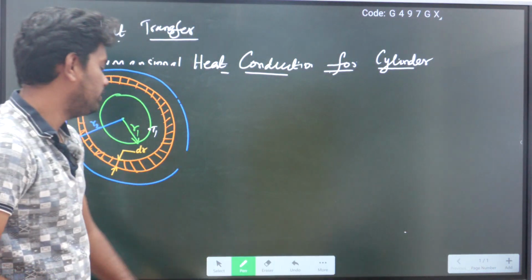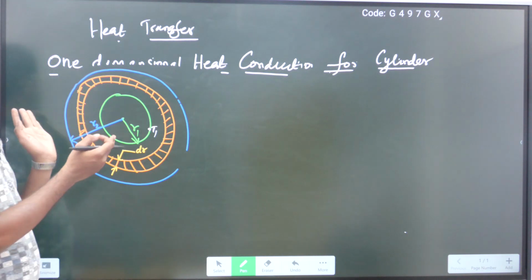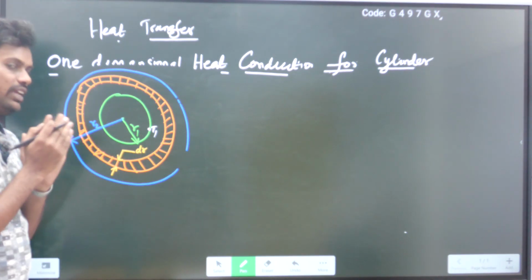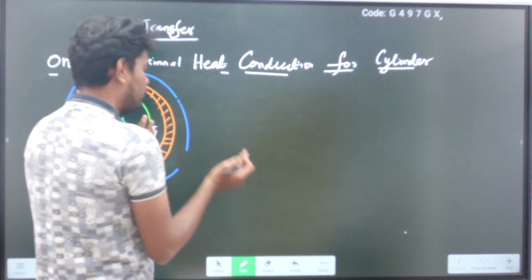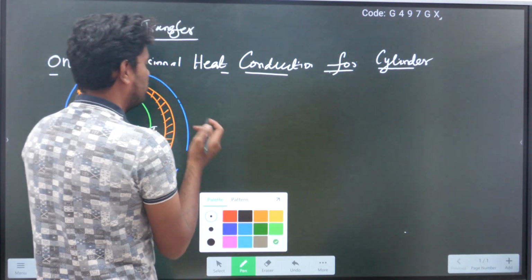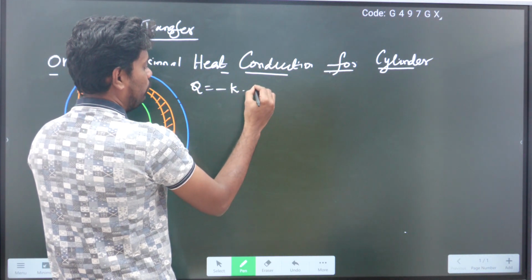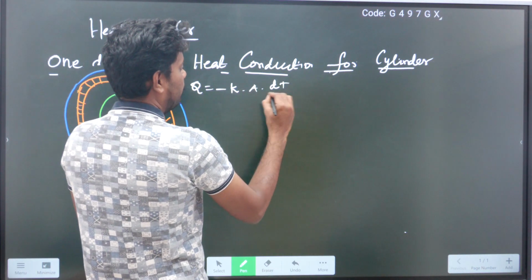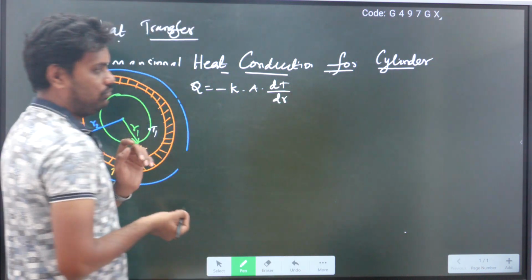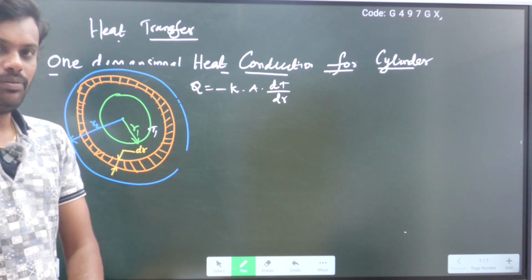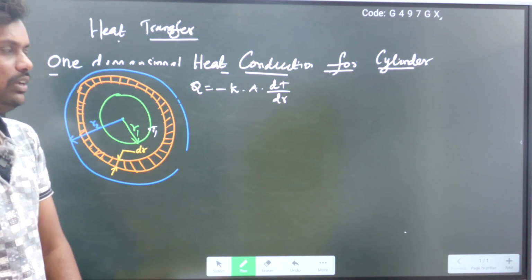So, only the object is changing, but the outer radius, inner radius, and this change in radius are also the same. Again we will use the same formula, that is Fourier's law of heat conduction: Q is equal to minus K into A into dT by dr. If we derive and study these things in detail, then we will never forget the formula. That's why I am deriving.